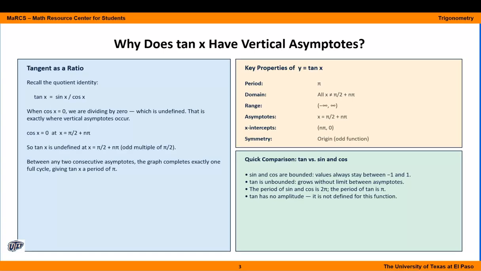So why does tan of x have vertical asymptotes? Remember, tangent is defined as tan of x is equal to sine of x over cosine of x. So whenever cosine equals 0, we are dividing by 0, which is undefined. That is exactly where vertical asymptotes occur. Cosine equals 0 wherever x is equal to pi over 2 plus n times pi. So tangent is undefined at those values. Between any two consecutive asymptotes, the graph completes one full cycle. That's why the period of tangent is pi.